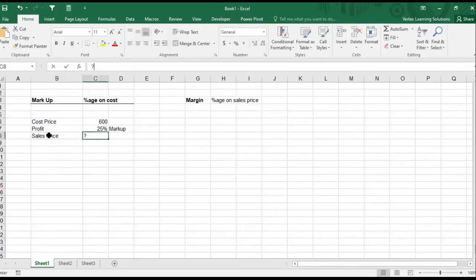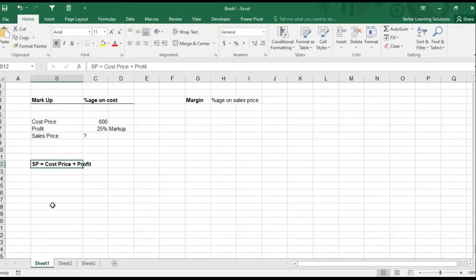This is the question. Now, always remember one simple equation. Sales price is equal to cost price plus profit. This is one equation you need to remember. It is not difficult. It makes sense. You know what selling price is: selling price is always equal to cost price plus profit. That's all. And they're asking us selling price.